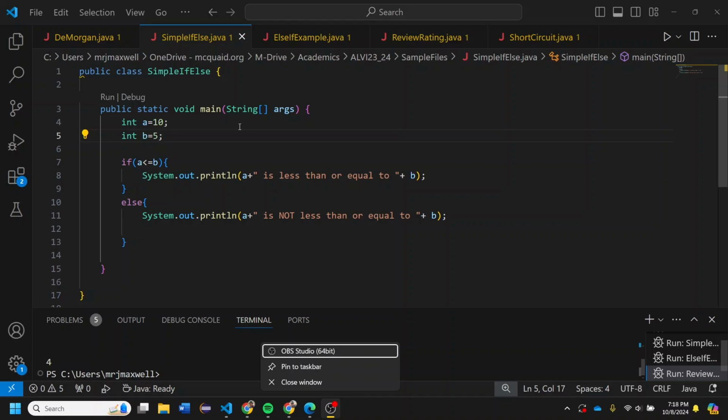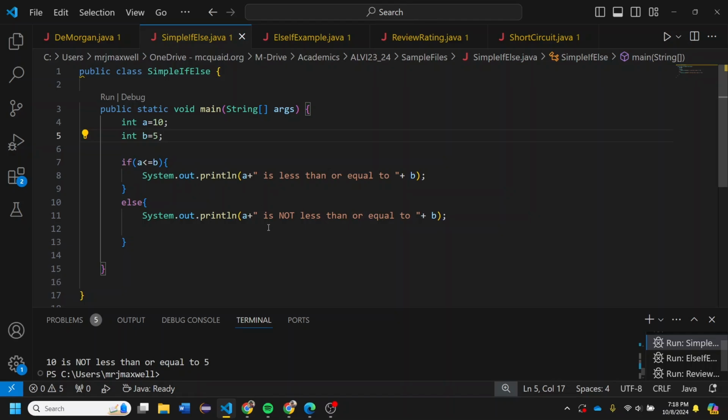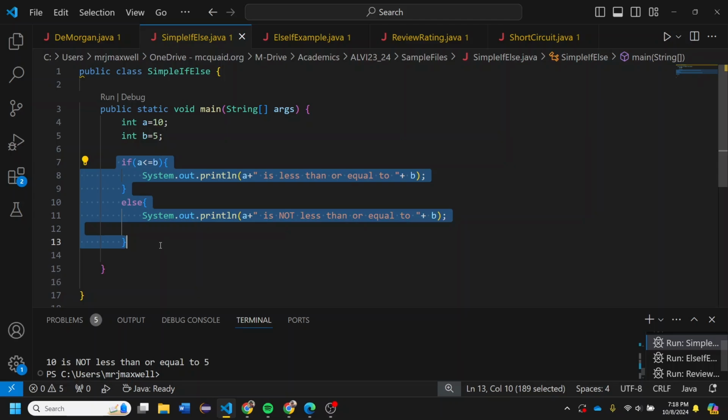One thing you ought to notice, and it's a beginning mistake, is that the else clause has no condition. It's executed when the if clause is not examined as true. So let's run this and we'll show you that it will be 10 is not less than 5. So take a good look at this. This is the basis for computer decision making at its most elemental and rookie form. If something's not true, then the else clause gets executed.